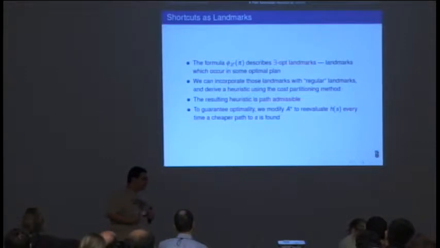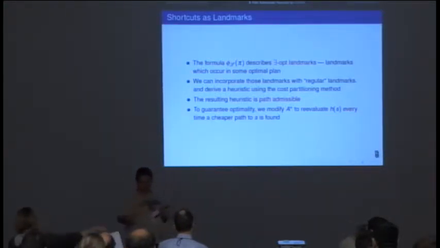So as I said, A star will not guarantee optimality with that heuristic because it's not admissible, it's path admissible, or it's actually opt path admissible, okay? When opt is the set of opt intended effects that we use. So if opt is the set of all optimal plans, what we need to do is modify A star to reevaluate the heuristic value of a state every time we find a cheaper path to it, okay? So if we reach some state via a suboptimal path first, then our heuristic is not going to be guaranteed to be admissible. So we need to reevaluate.